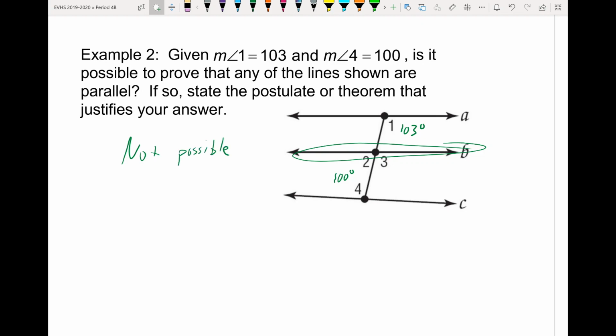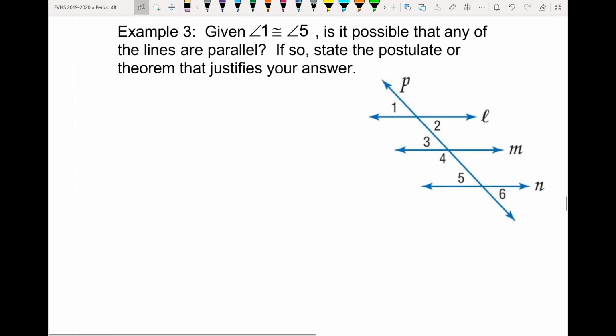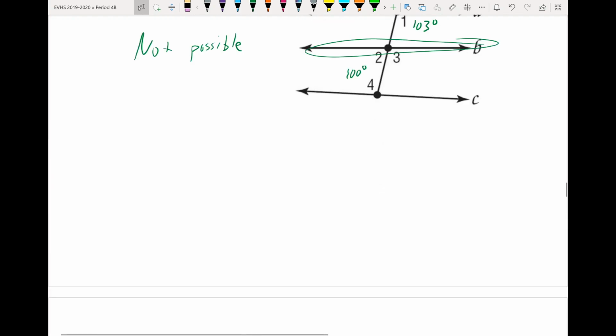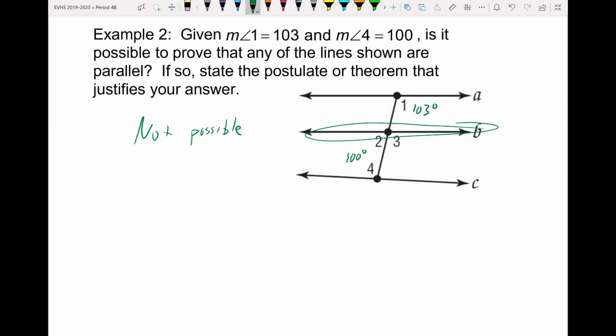Now, again, notice it is in theory possible for line B to be parallel to A or C, but I don't have enough evidence to prove that. So all I know is that A and C are not parallel. Well, I can go straight from 1 to 4. The question was, do I need to go from 1 to 3 and then 3 to 4? No, because 1 and 4 are alternate interior angles. And since I can see 103 is not equal to 100, that's sufficient. That's all I need to show they're not parallel.